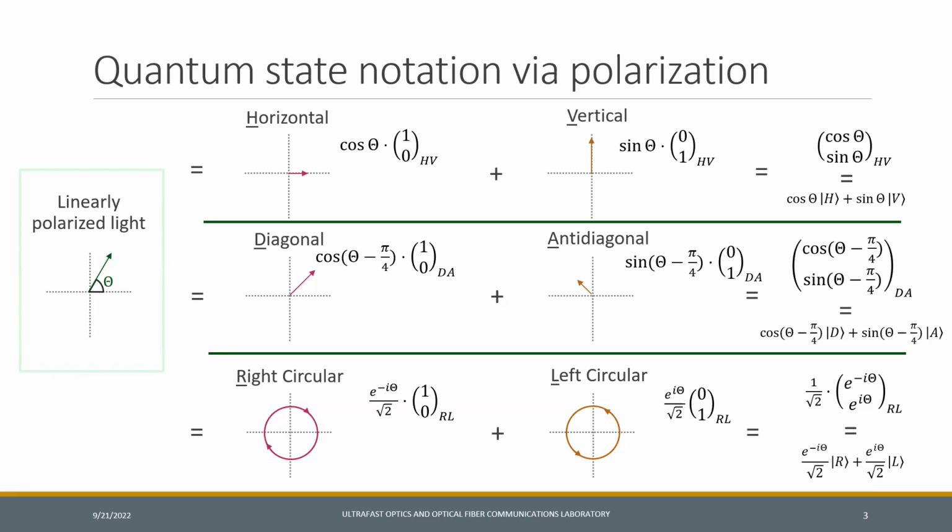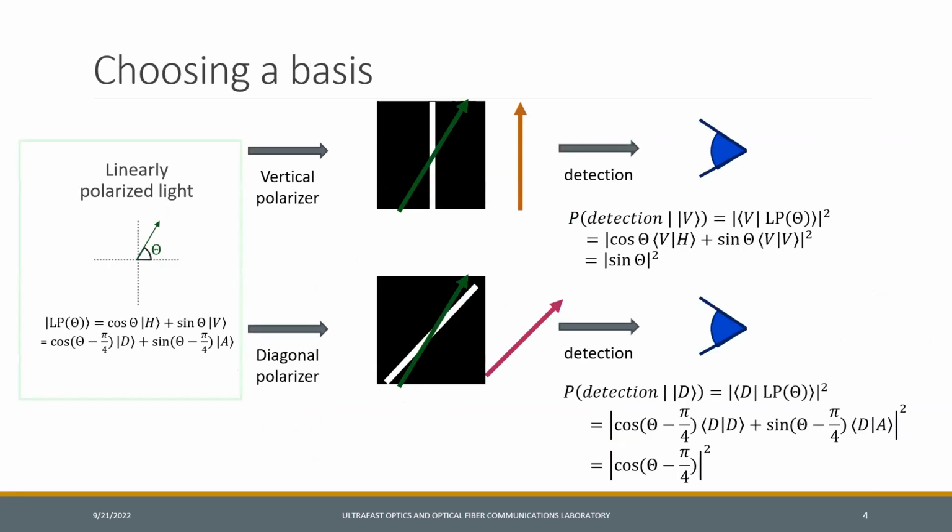So all three of these states are equally great ways of representing this one particular state of polarized light. And so since we have all these great ways of talking about light, how do we choose which one we're going to use? Generally, people stick with the basis that they're going to end up measuring in. So for instance, this is my linearly polarized light at angle theta. We can represent it in the HV basis, but we can equally well represent it in the anti-diagonal basis.